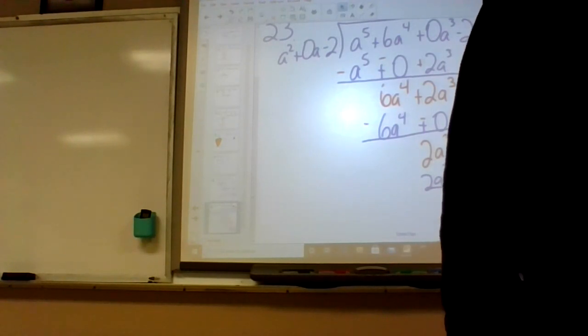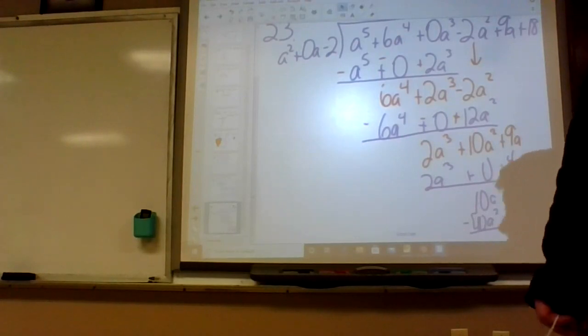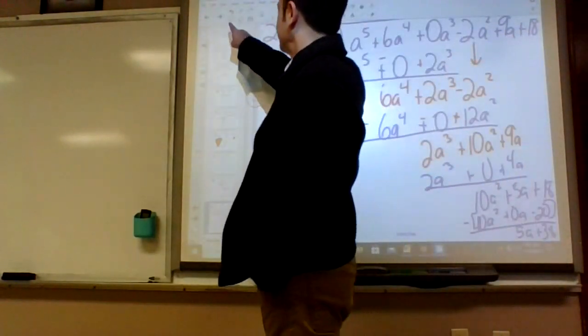Okay, on 25, what should I write down? Are you guys done with 23? Yeah, it just really messed up my page. On 25, what are the coefficients we should write down? 1.